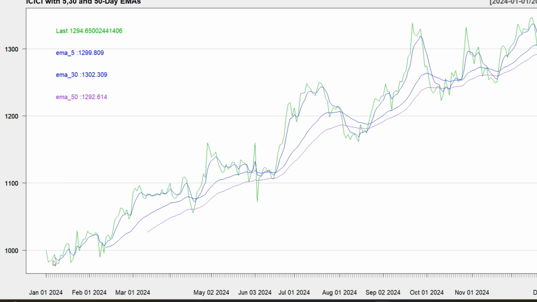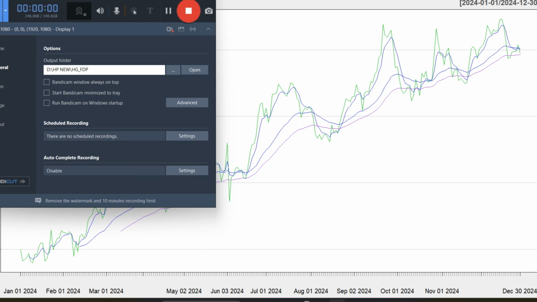EMA 5 short term starts after 5 days. After 30 days, EMA 30 will start. After 50 days, EMA 50 will start. You can see the changes here. Looking at the length of these lines, you can make out which is short term, medium term, and long term.